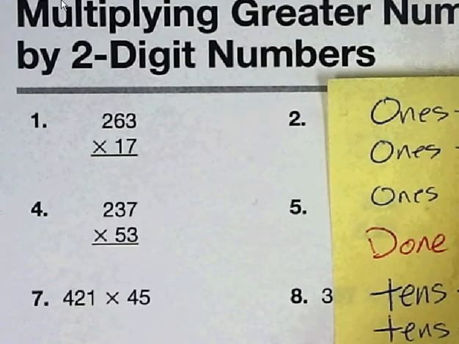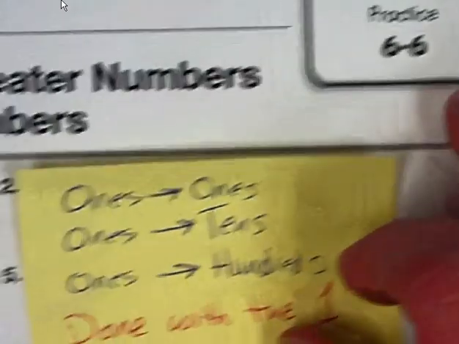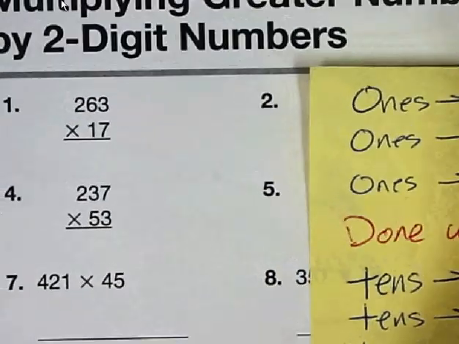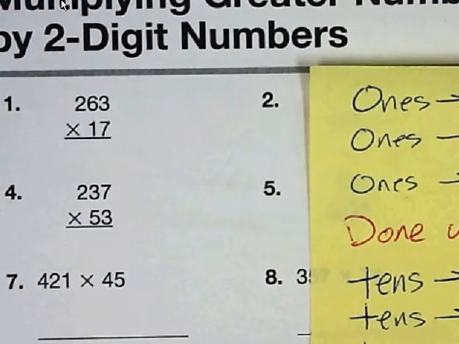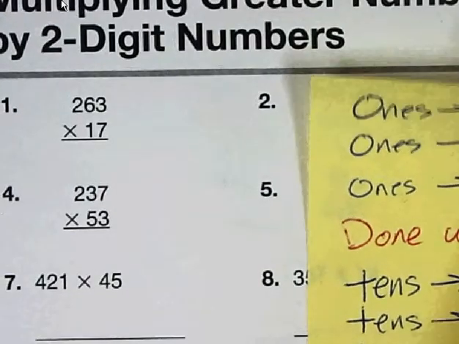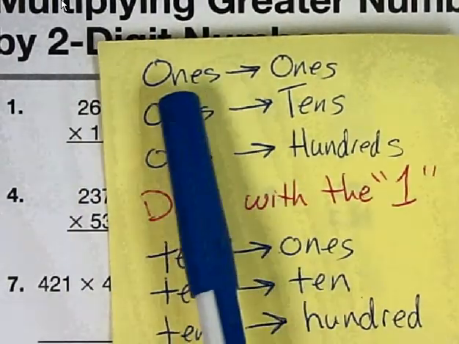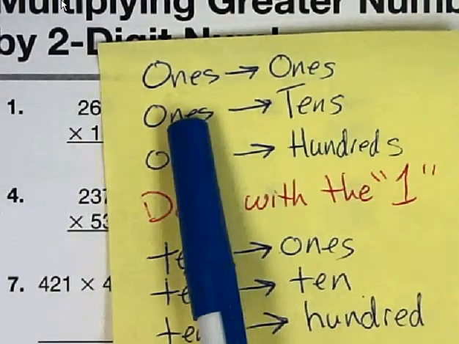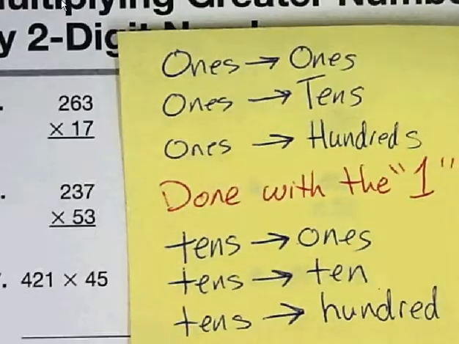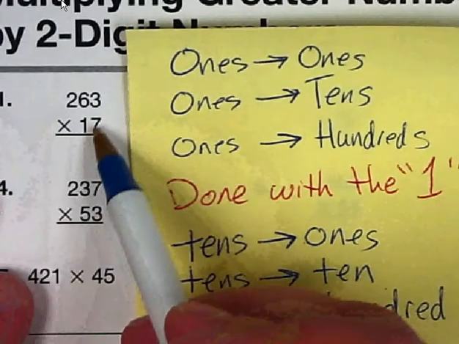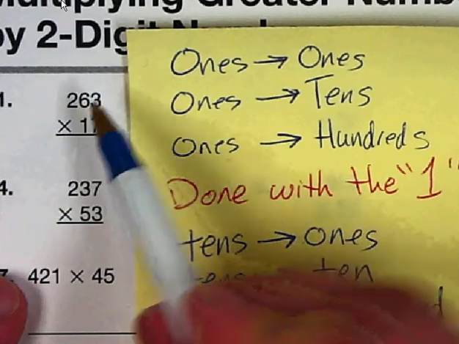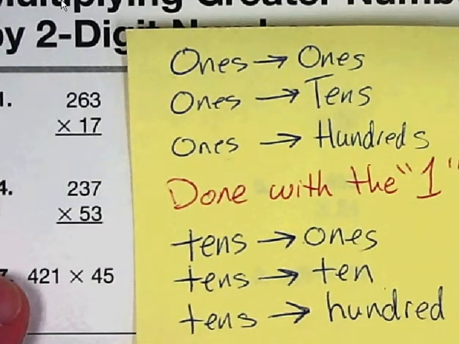Okay, here we go. 6-6 is tonight's homework assignment. For 6-6, we are multiplying greater numbers by 2 digits. This is very similar to what we've been doing before, where we were going ones place to the ones place, and then ones place to the tens place when we were multiplying. So ones to ones and ones to tens. This is very similar. We're just going one step farther.